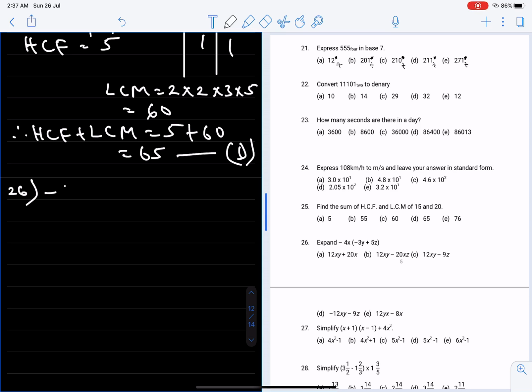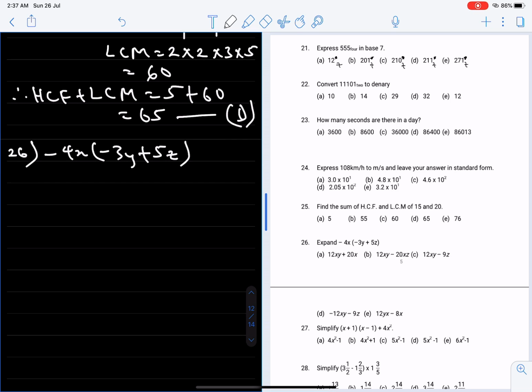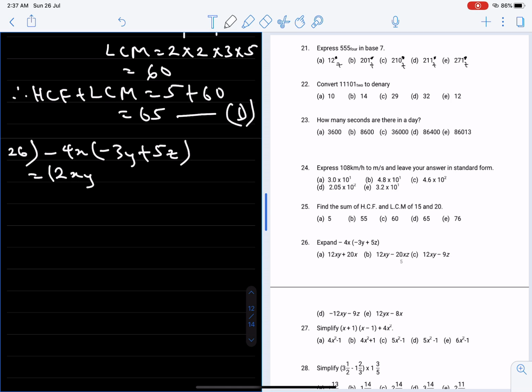Expand minus 4x times minus 3y plus 5z. Okay, that means minus 4x times minus 3y will be plus 12xy. You remember, minus times minus is plus. Now minus 4x times plus 5z is going to be minus 20xz.